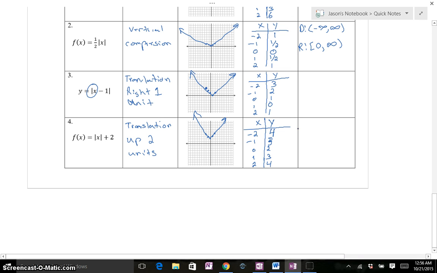Oh, domain and range. So the domain and range for number 3: domain is still -infinity to infinity, all real numbers. Domain here is still -infinity to infinity, all real numbers. And then the range did change this time. Your range bottom starts at +2 to infinity.